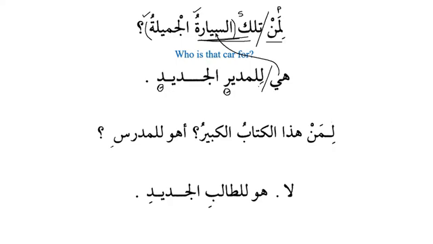And we know that harf jar li is used for possession. It is used for what? It is used for possession. So the translation will be, it belongs to the new headmaster. So there are two possible translations. Number one, we can translate it as "for", and number two, we can translate it as "belongs to". And I have put both of them over here so that we can familiarize ourselves that li can be translated as "for", and it can also be translated as "belongs to". It belongs to the new headmaster.